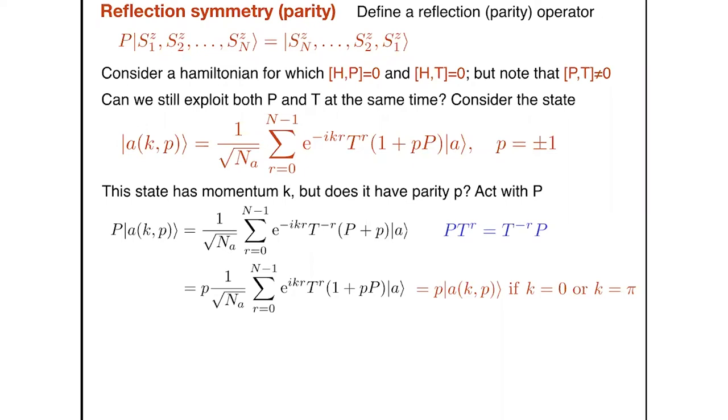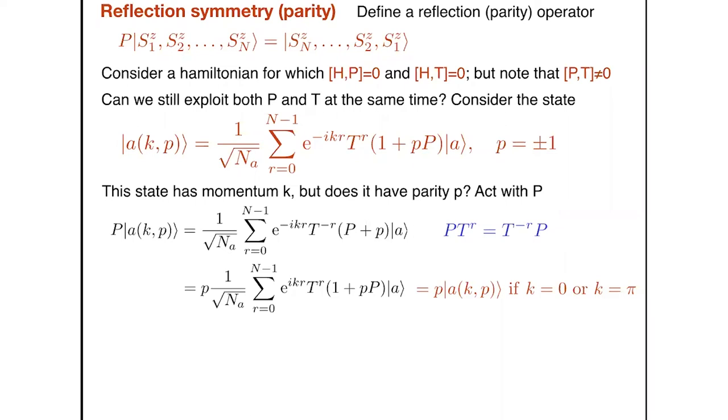Well, it actually is in a special case, because you see, this looks almost like what I started from here, right? I have the same thing here, but the phase here is different. Here I had minus, and here I have plus. But if k is zero or k is pi, the sign doesn't matter, right? So for those special momenta, I can actually use p. In other words, although p and t don't commute in general, p and t do commute when they act only in the space of momentum zero or pi.